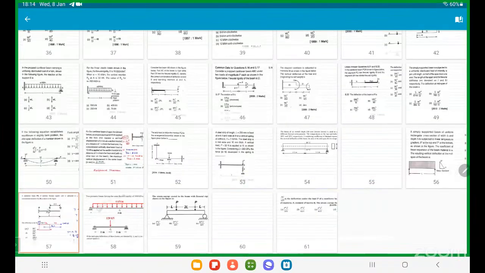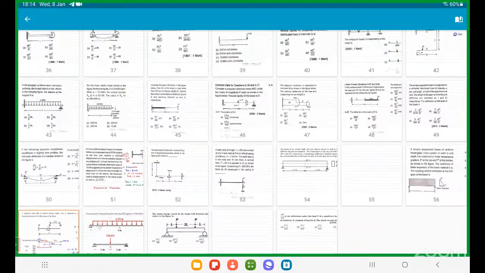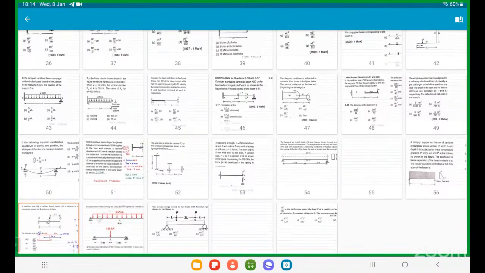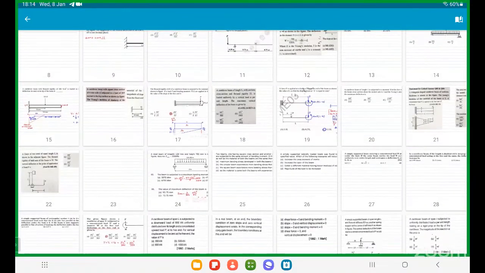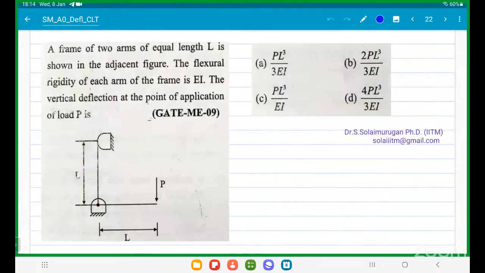So Castigliano's theorem, reciprocal theorem, direct formula, moment area method. Right. So Castigliano's theorem, one more theorem we will go through. Go through this.